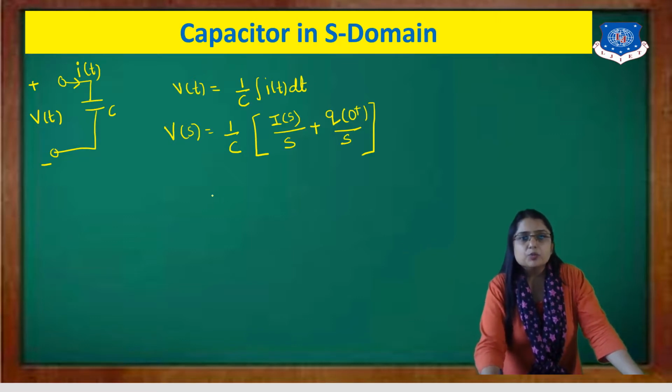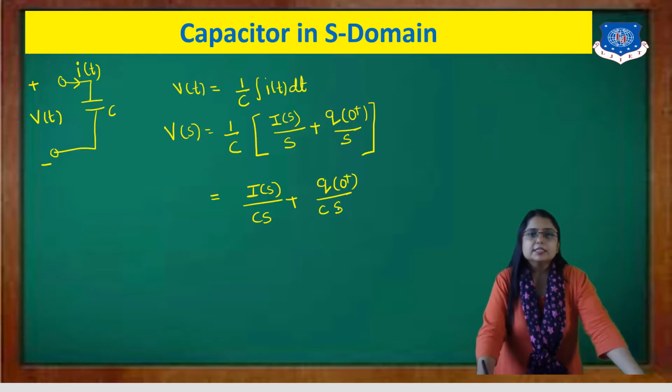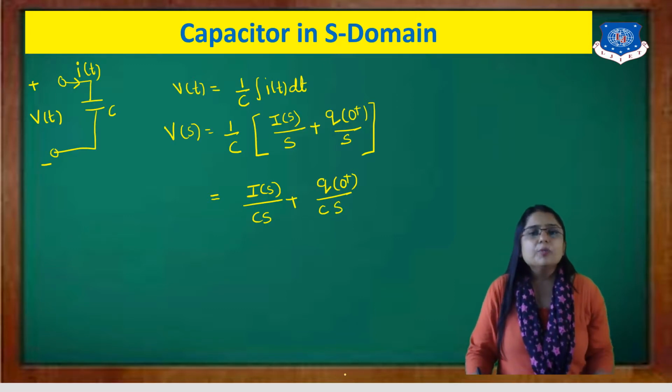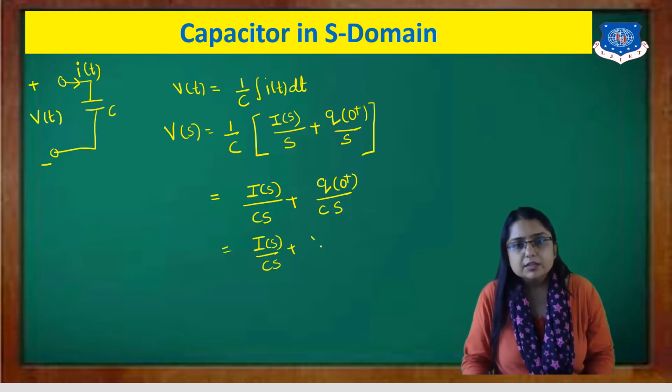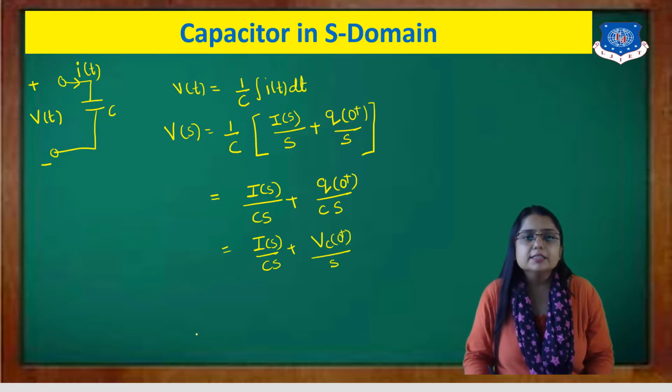Alright, now you just open the bracket. So what we will get? I of S upon Cs plus Q0 plus by C into S. Now Q by C is what? It's a V. So I of S upon Cs plus Vc0 plus divided by S.